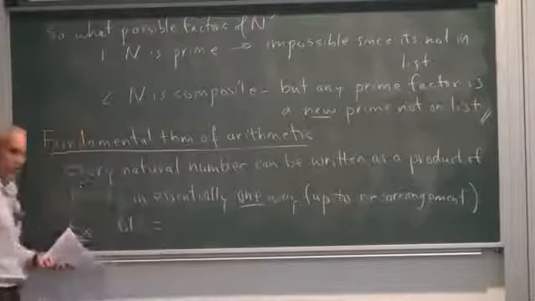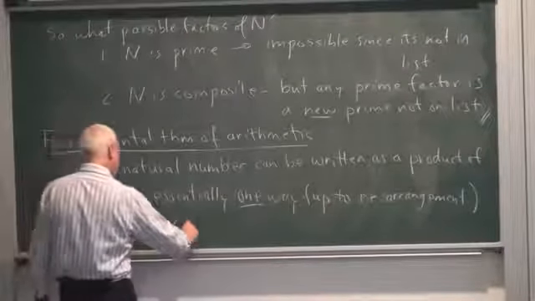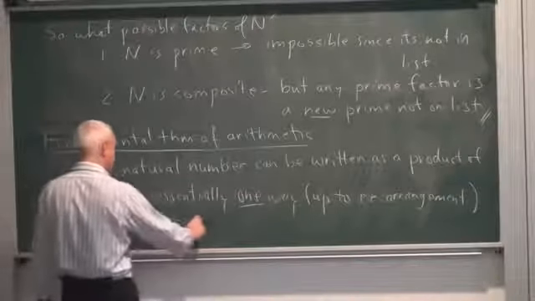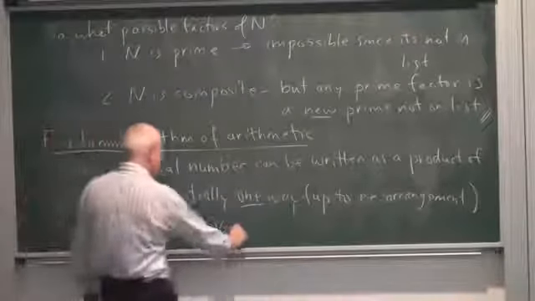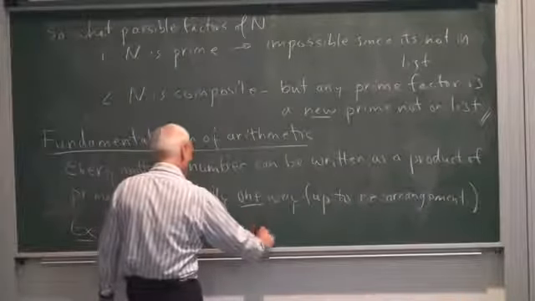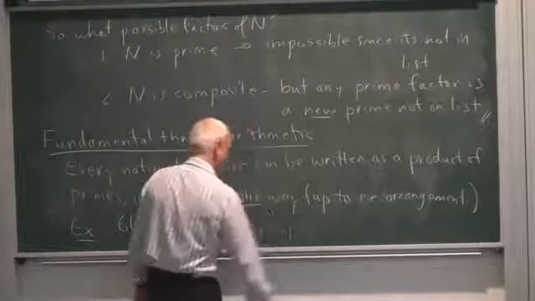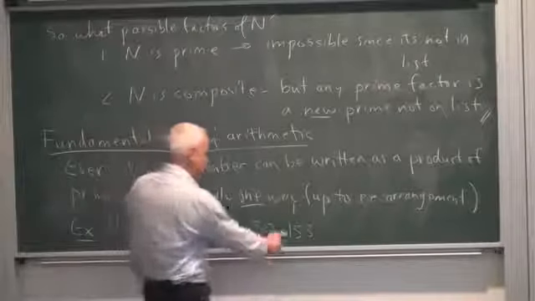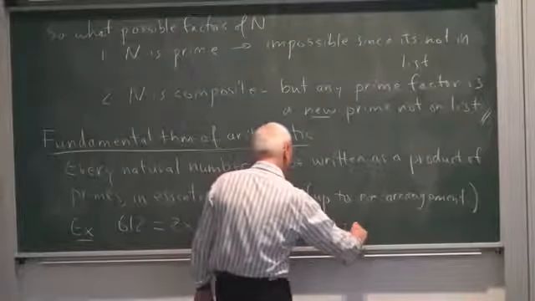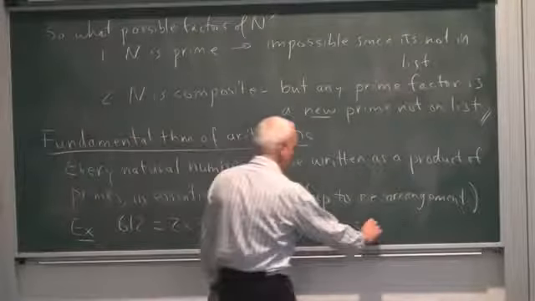612. Okay, if I look for factors, well, it's obviously even, so it's going to have 2 as a factor, so I could divide by 2 and I get 306. Okay, that's still even, so I could now write it as 2 times 2 times this thing, which is 153. Is 153 prime? No, it has some factors. I could divide that by 3. So it's 2 times 2 times 3. If I divide that by 3, I get 51.